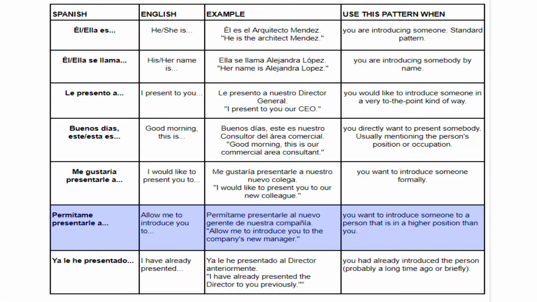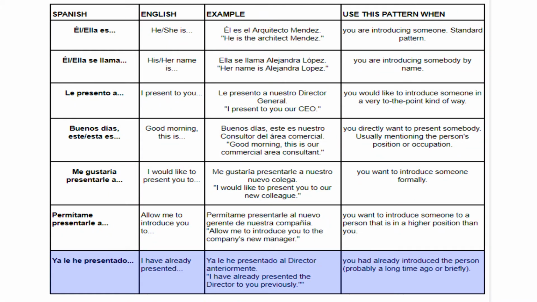Now, if you want to introduce someone to a person that is in a higher position than you, we want to say something along the lines of, allow me to introduce you to. Now, this is another way to introduce someone in a shinier fashion. Permítame presentarle a. Permítame means allow me. Permítame presentarle a el CEO de Take Lessons. Allow me to introduce you to the CEO of Take Lessons.